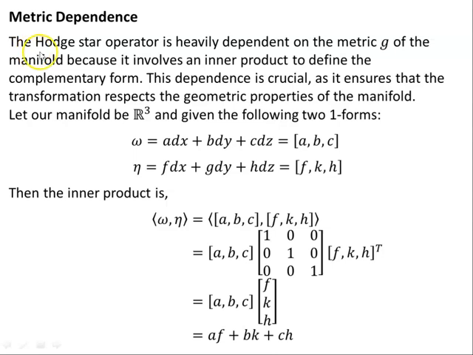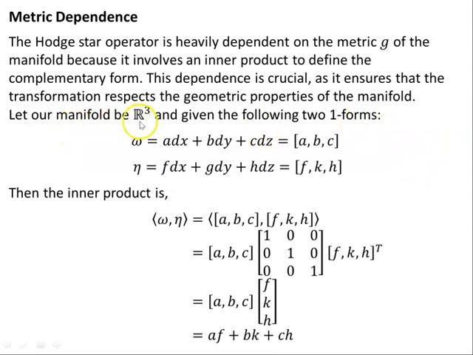All right, so metric dependence. The Hodge star operator is heavily dependent on the metric G of the manifold because it involves an inner product to define the complementary form. Remember how we go from the k-form to the n minus k form? The metric plays a role in doing that. In this next example, I'm going to use the Euclidean metric, but in special relativity, you'd have the Minkowski metric, and then in general relativity, you again have the metric with varying components. Now this dependence is crucial as it ensures that the transformation respects the geometric properties of the manifold.